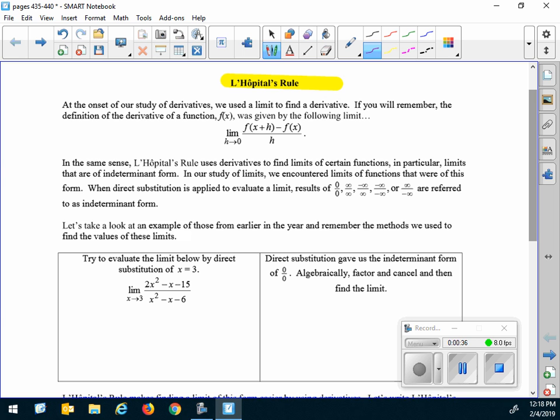Well, why didn't we do it when we did limits? Because you didn't know how to do a derivative then. L'Hopital's rule does involve limits. I mean, it does involve limits. It does involve derivatives. So let's just take a look here. At the onset of our study of derivatives, we used a limit to find a derivative. This right here is in your stuff you must know cold.